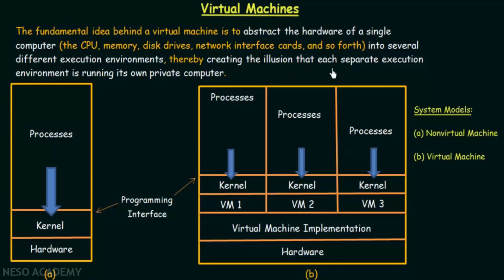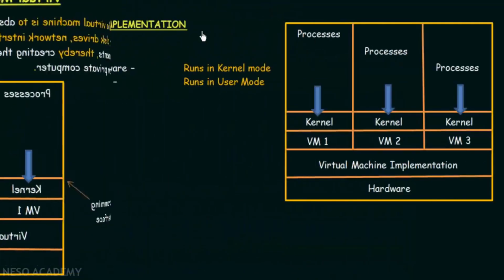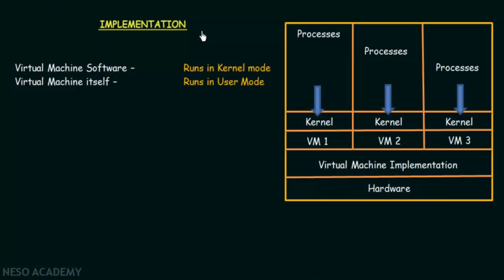So we are creating an illusion that each separate execution environment is running its own private computer. So that is the main fundamental idea behind a virtual machine implementation. Now let's take a deeper look at the implementation of the virtual machine system. Now we know that there are 2 modes of operation that we have already studied before, which are user mode and kernel mode.